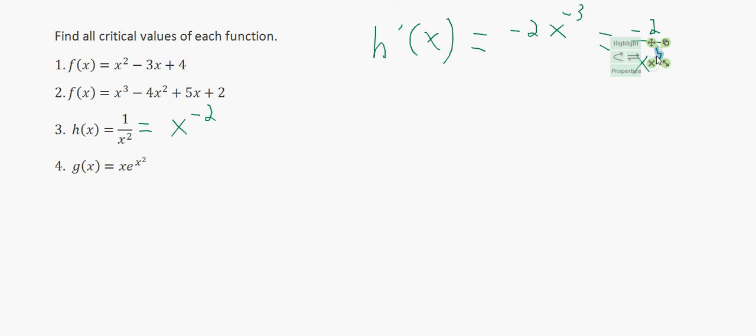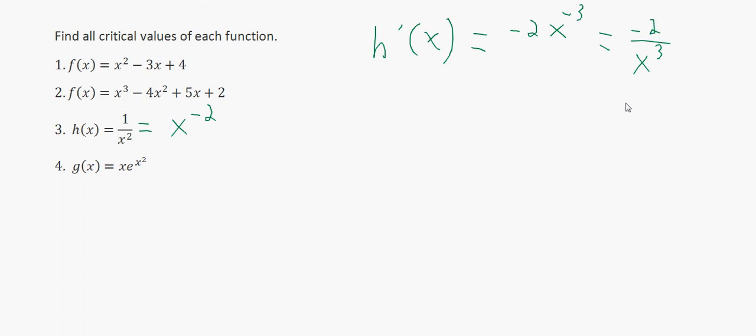It turns out that this thing never ever equals 0. Remember, for a fraction to equal 0, the numerator has to be 0. Well, this numerator never equals 0. So no big deal. Derivative never equals 0. But we also have to check and see where is it undefined. And negative 2 over x cubed is undefined.